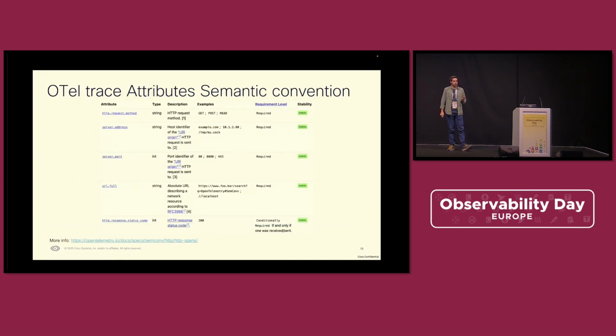We also follow semantic conventions for the attributes of our span. That's key to add extra meaning to our data. And here we can see things like the HTTP request method, the server address, which is the host that we are calling, the server port, also the full URL that we are hitting, and the response code, where we can see if there is any kind of error or not. So remember, semantic convention is super important for the span attributes.